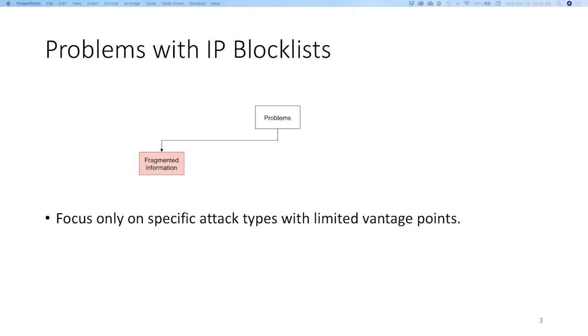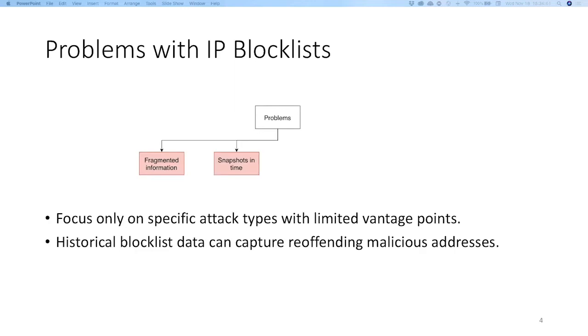However, IP block lists have problems. The first problem is that they often contain fragmented information. This is because they mainly focus on a single type of attack, say capturing all the spam IP addresses, and they also have very limited vantage points. So any single block list wouldn't capture all the malicious attackers. Even if they focus on a particular malicious activity, they need not capture all the spammers or IP addresses hosting malware, because they don't have a lot of vantage points.